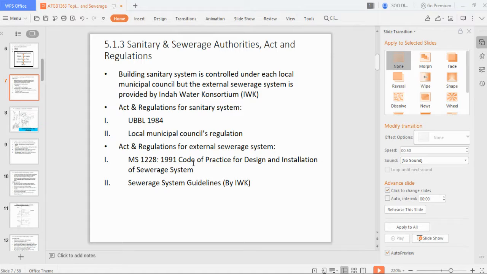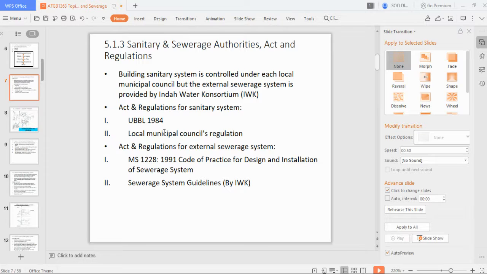For any building services, and in this case sanitary and sewerage, there are acts and regulations for everyone to follow. So UBBL 1984 is the Uniform Building By-Laws. This is very important. If you go into construction life, this is a law that everyone has to obey.